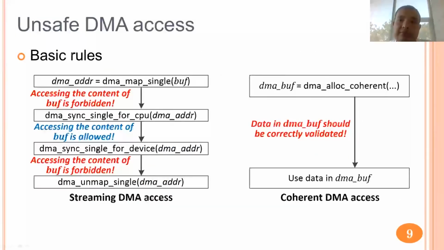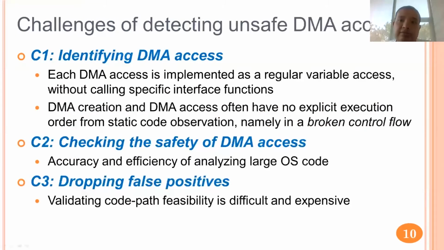In summary, there are some basic rules for streaming DMA access and concurrent DMA access. If these rules are violated, unsafe DMA access can occur. In device drivers, there are three main challenges of detecting unsafe DMA access. The first challenge is how to identify DMA access. On one hand, as mentioned above, each DMA access is implemented as a regular variable access without calling specific interface functions. On the other hand, DMA creation and DMA access often have implicit execution order from static code observation, namely in a broken control flow.